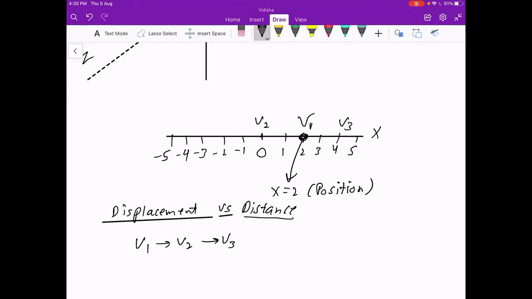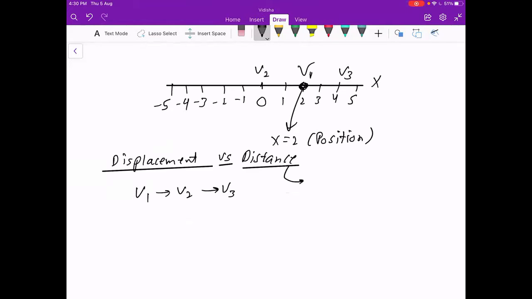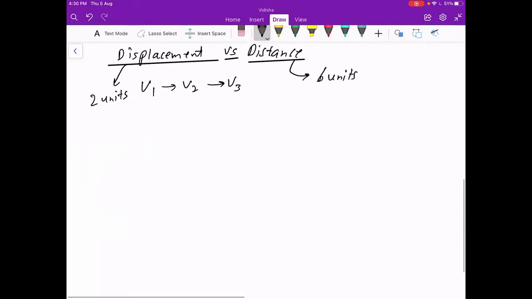Distance will be 8 units. No, 6 units. Hold on. 1, 2. Take your time, my friend. Distance will be 6 units and displacement will be 2 units. So distance is 6 units and displacement is 2 units. ठीक है, तो ये तो आपको समझ आ गया.